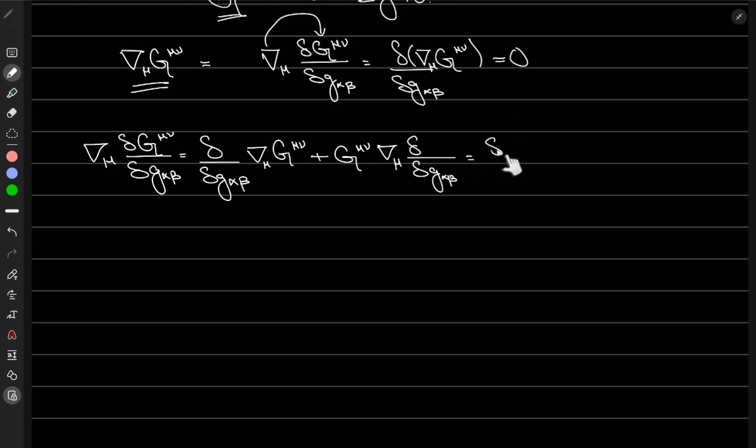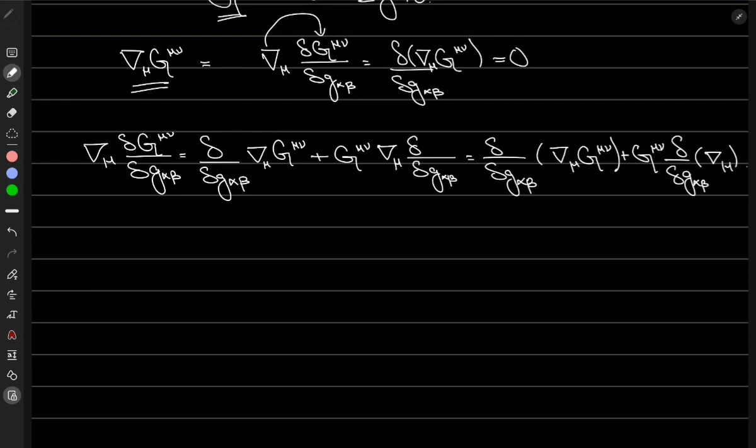This would be equal to delta over delta g alpha beta. Now, you can see that I can write this as the Nabla operator, g mu nu, this thing, and then plus, now I can take g mu nu outside, and I can write delta over delta g alpha beta of the Nabla operator, right? So that is delta mu.